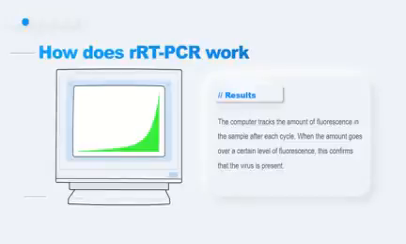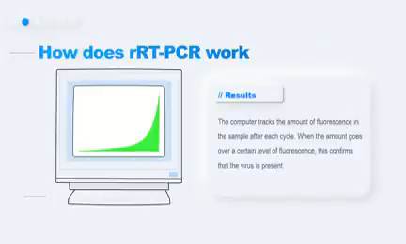Result: the machine records spikes on the data graph that track the glowing as it gets brighter and brighter, revealing when a patient has coronavirus 2019. Negative results won't show the spikes. The computer tracks the amount of fluorescence in the sample after each cycle. When the amount goes over a certain level of fluorescence, it confirms that the virus is present.